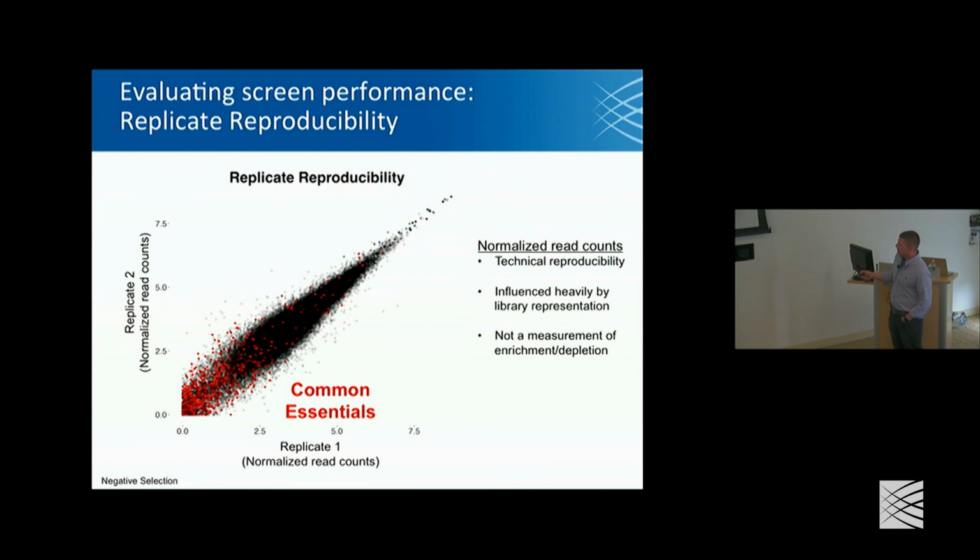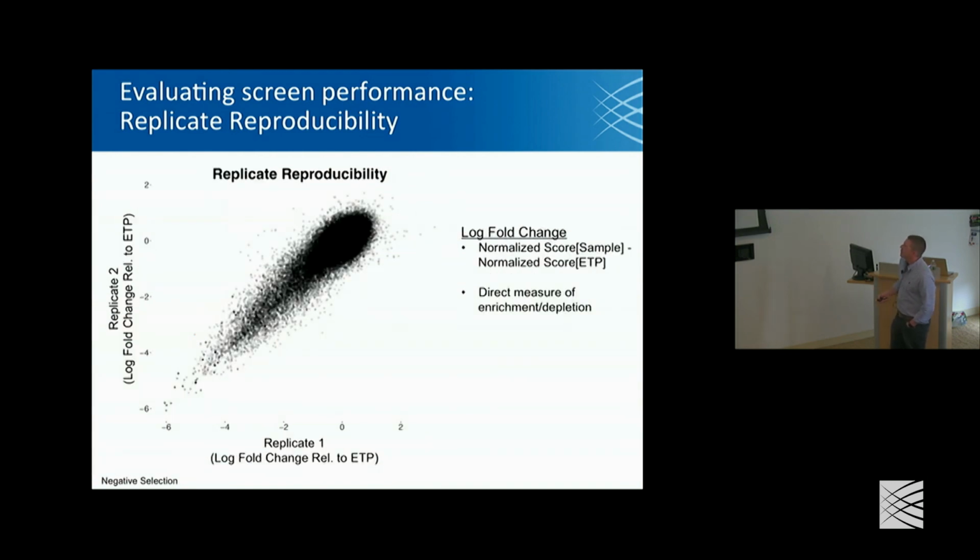So it's important to keep in mind this particular metric is not one that measures enrichment or depletion, but just technical variability. So to measure enrichment depletion, we actually calculate the reproducibility of log fold changes. So this is, for example, as compared to an early time point. So this is two samples looking at log fold change relative to how abundant they were in an early time point. And we see, again, this is nicely correlated.